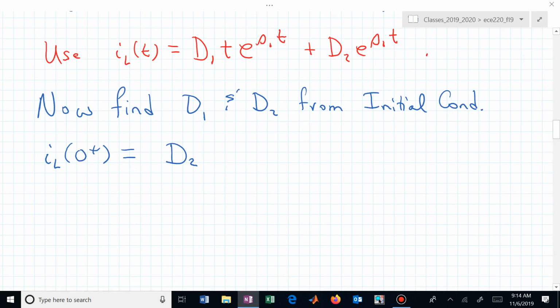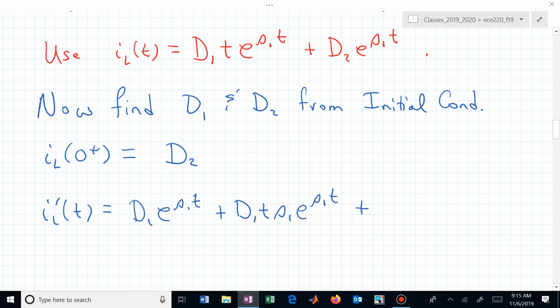The other one takes a little bit more analysis. Let's now differentiate this new structure for I sub L of t, which is the result of having a critically damped parallel circuit. We differentiate the first, plus the first times the derivative of the second, plus... did I do that in an okay way?